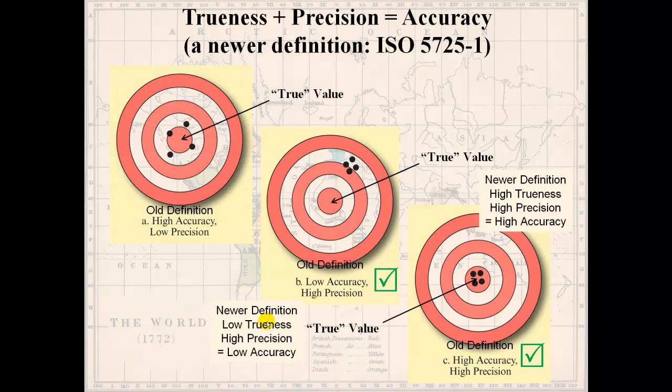Okay, third example. The old definition said it's got high accuracy, kind of, the mean is close to the center, but it has low precision. In the new definition, it's got high trueness because the average is close to the center, but it has low precision. So in order to be accurate, something has to have both trueness and precision. So in the new definition, it has low accuracy. In the old definition, high accuracy. New definition, low accuracy. So that's the one that's different between the old definition and the new definition.